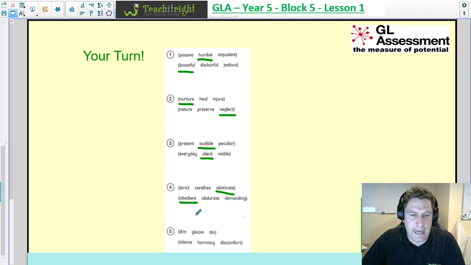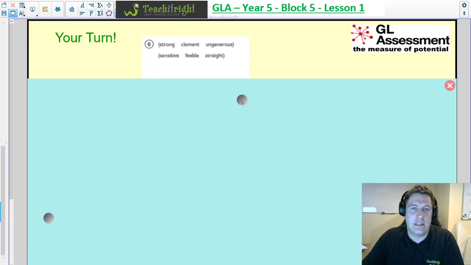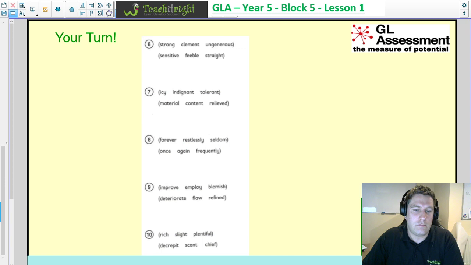And the last one on this page, we've got dim, gloom and din, silence, harmony and discomfort. Hopefully most of those words will be words that you would know the meanings of. The word din, that means a noise, and silence, of course, is quiet. So again, those are antonyms. Wonder how many out of 5 you managed there. Some quite challenging words. Let's go and have a look at the next set of words.